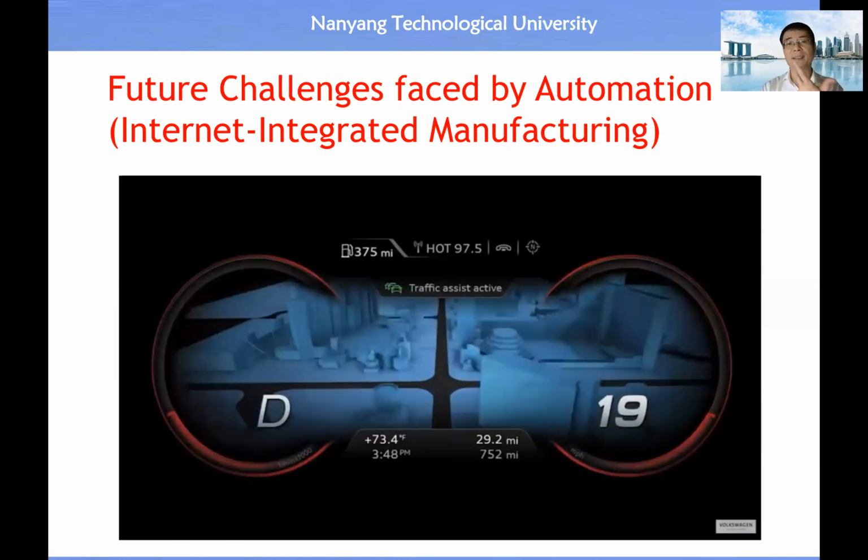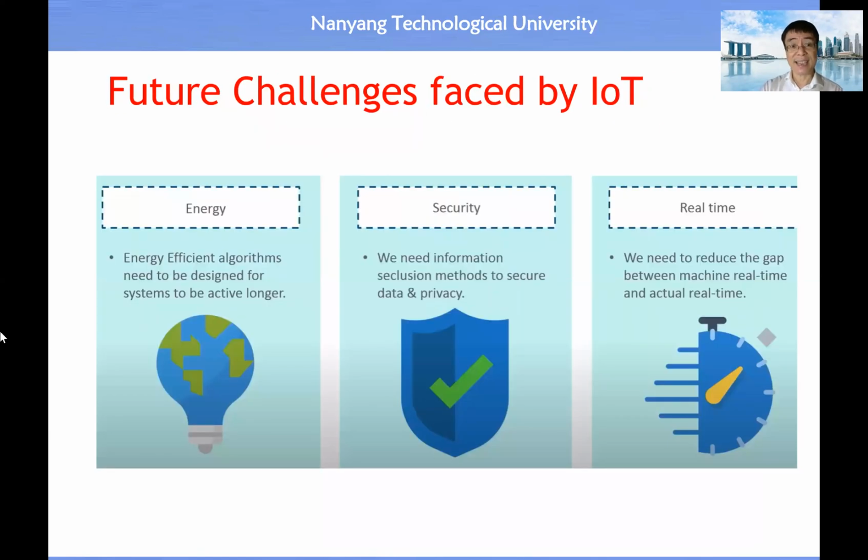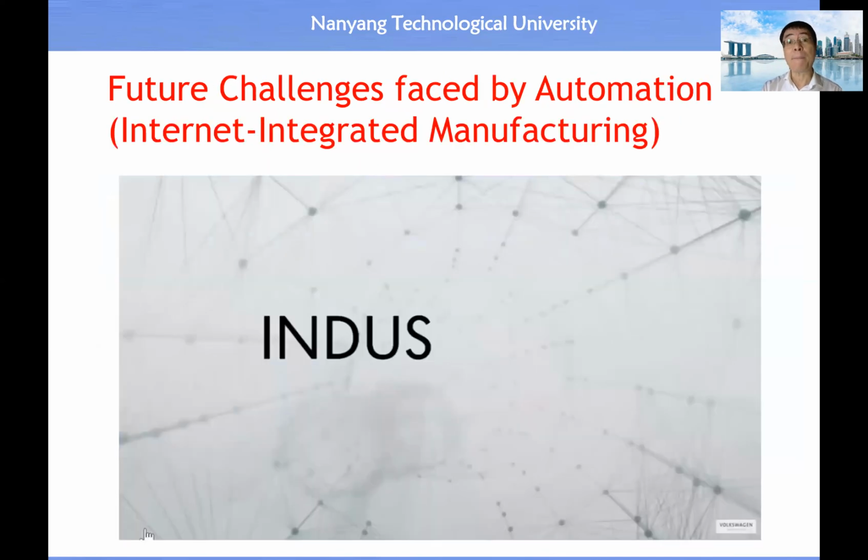So this gives you an idea about the future development and the challenge faced by automation. Okay, so you will see energy, security, real time. These are the three issues which may eventually present themselves when IoT is deployed in the production line. All right, such as the automobile industry.